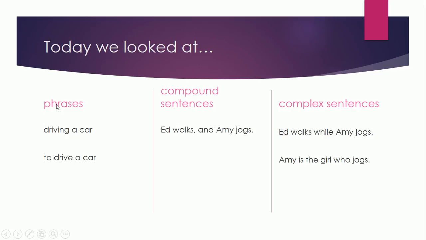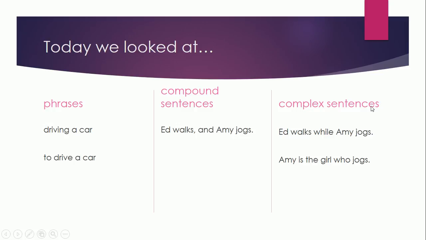Okay, types of fragments that we saw. Sometimes phrases: driving a car, to drive a car. This one's a participle phrase, this one is an infinitive phrase. And compound sentences, where we put two independent clauses together. Again, this is a coordinating conjunction. FANBOYS is the acronym to help us remember what all of the coordinating conjunctions are. So this could not stand alone, but if we put them together, it can.